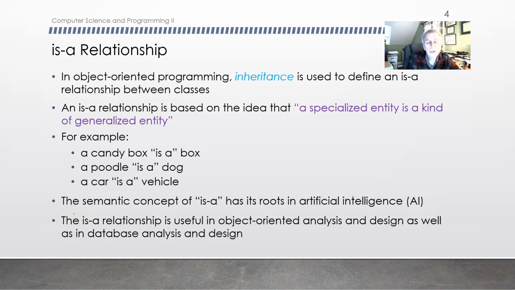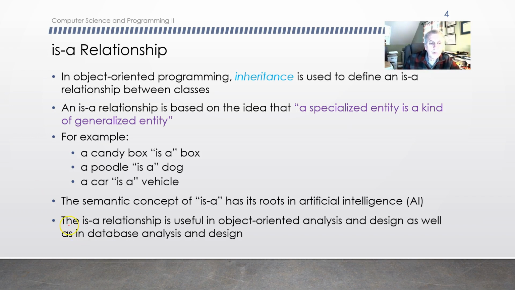Now, the is-a relationship is something that's been around for quite a while. In the field of artificial intelligence, or AI, this notion was presented as a semantic concept in describing things that might exist in the real world and looking at inheriting those characteristics.